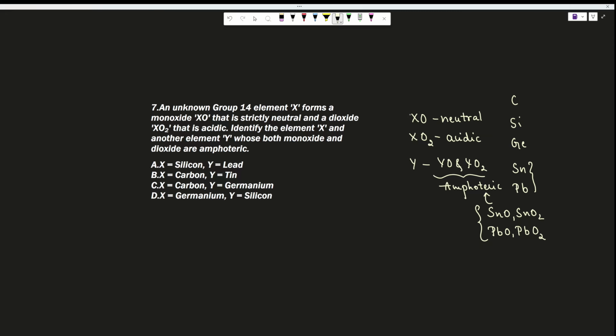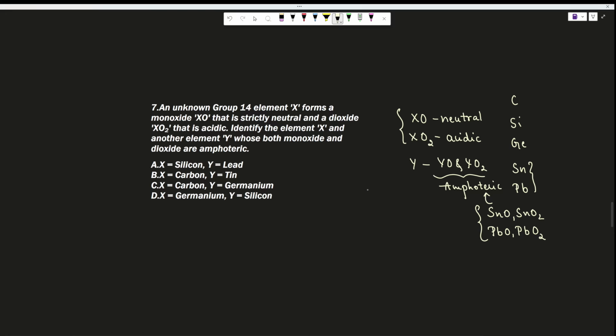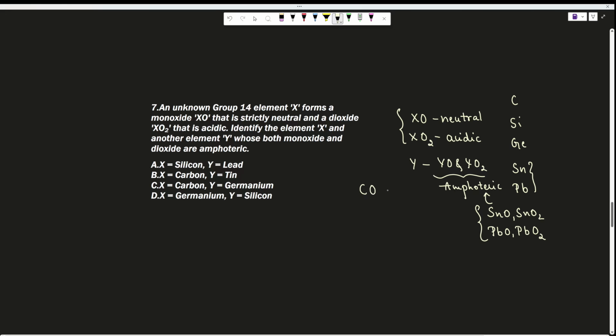Then you have to decide with this XO and XO2 when you consider. So two options you have here, carbon or silicon. You know that CO is neutral, right? And CO2 is acidic in nature. So X should be carbon and Y should be tin. Okay, so B is the answer here.